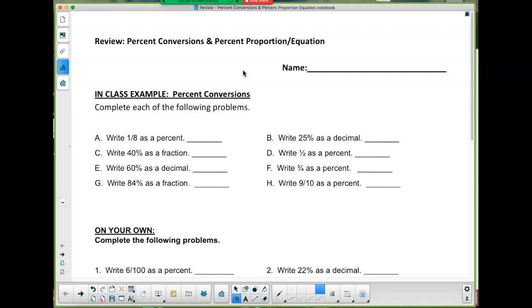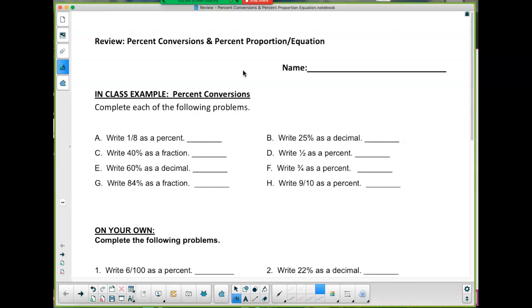Okay, so let's start here. In-class example. So everybody's on the front side of that worksheet. Percent conversions. Complete each of the following problems. One of the first things we did in this unit was changing, and this was a video that you just watched, decimals to percents, percents to decimals, fractions to percents, and making those conversions. So I want to be able to write 1/8 as a percent. And you can use your calculator to help you with this. Anybody remember how to write 1/8 as a percent?